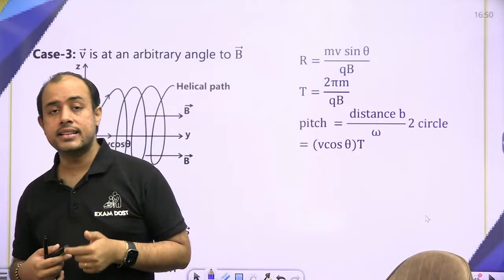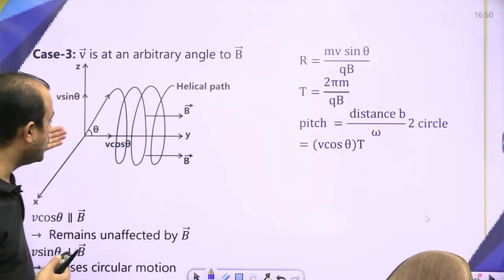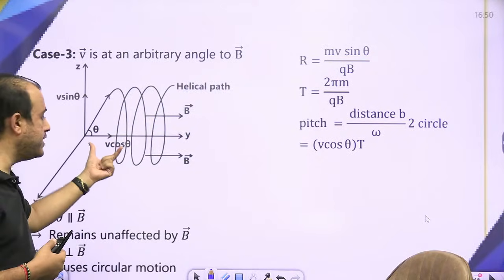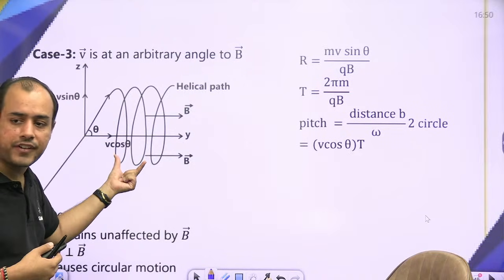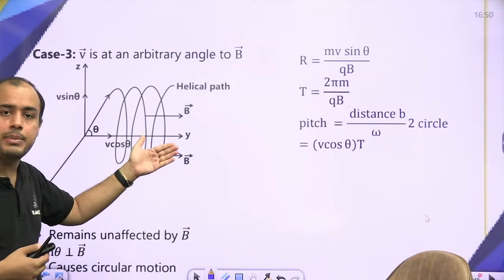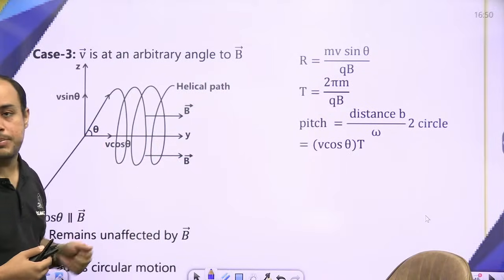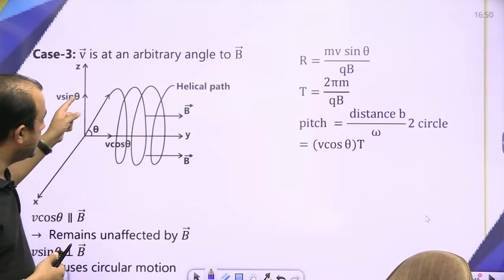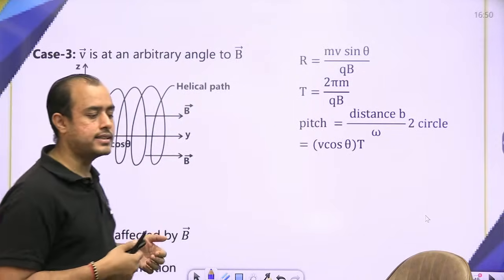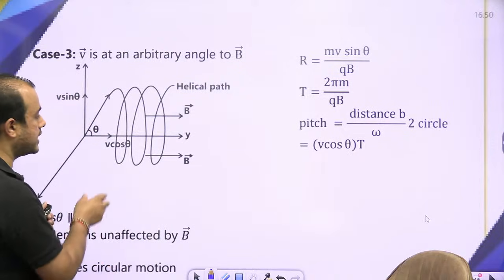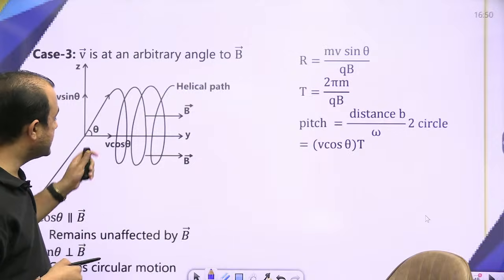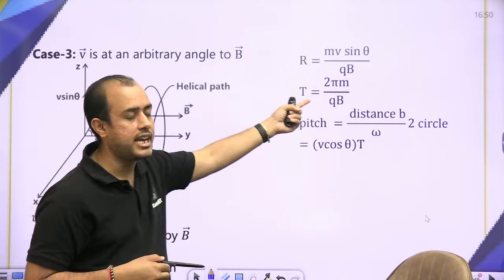Now because there is circular motion and also the charged particle is moving ahead with a velocity which remains constant, unaffected by B. सर्कुलर मोशन भी है और आगे भी बढ़ रहा है, क्योंकि इस वेलोसिटी पे B का असर नहीं पड़ता है. So there will be a helical path, that is a path like a spring. So the distance between the two circles is called the pitch, which is v cos theta into time period.